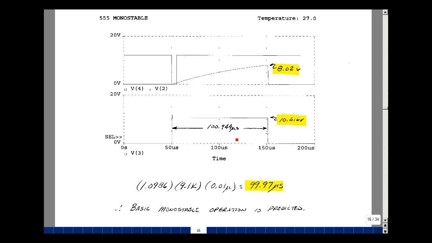The reason why they're not exactly the same is that this is a very accurate model, and this represents the error between the ideal and the real. But you can see here that this is modeled correctly because I'm getting the right results.